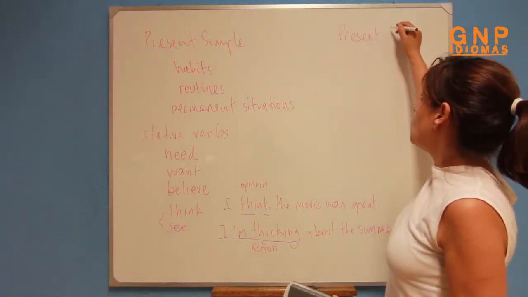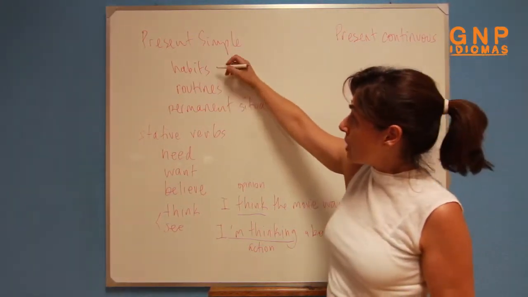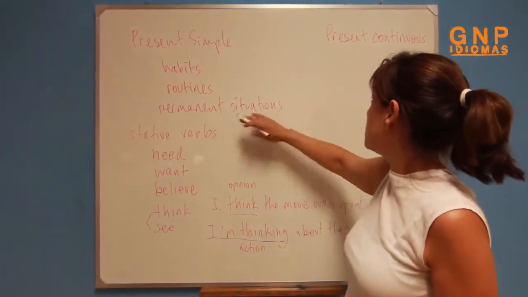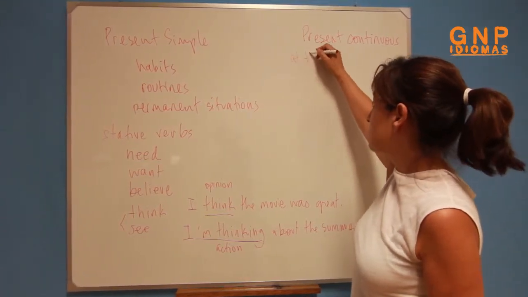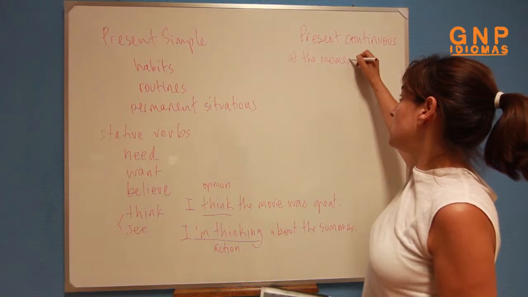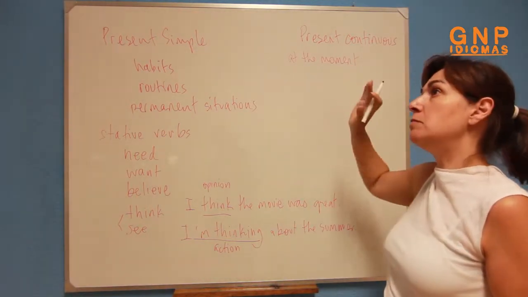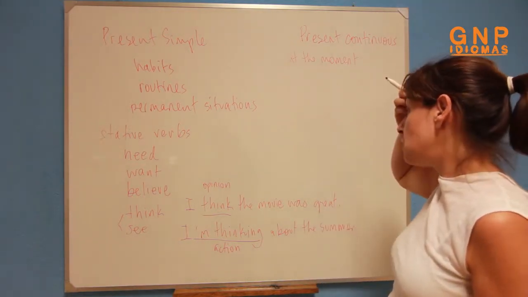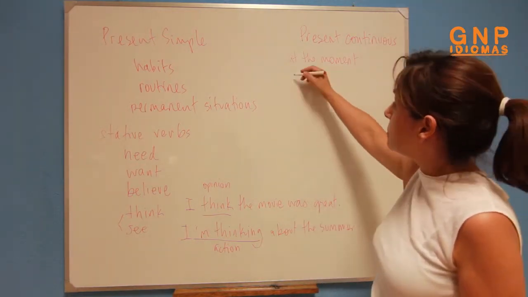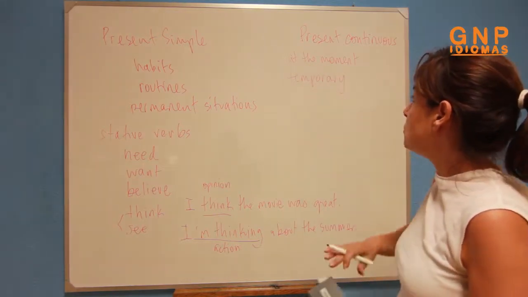Where the present simple describes habits, routines, or permanent situations, the present continuous describes actions happening at the moment of speaking. Careful, because the present continuous also describes the future. I am visiting some friends tomorrow. But we're gonna stick to the present. So it's at the moment, but it's also a temporary situation. All right, I'll go into that in a moment.